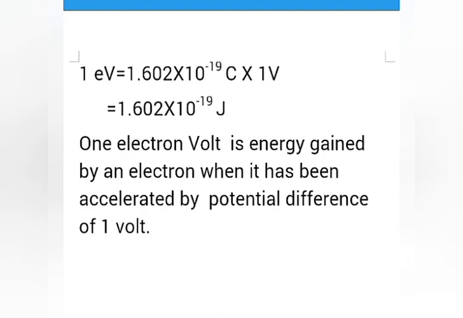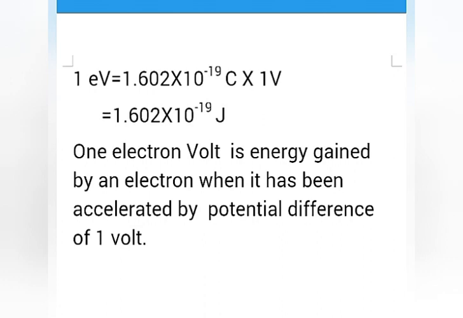Here the electron volt can also be defined. 1 electron volt is the energy gained by the electron when it has been accelerated by a potential difference of 1 volt.